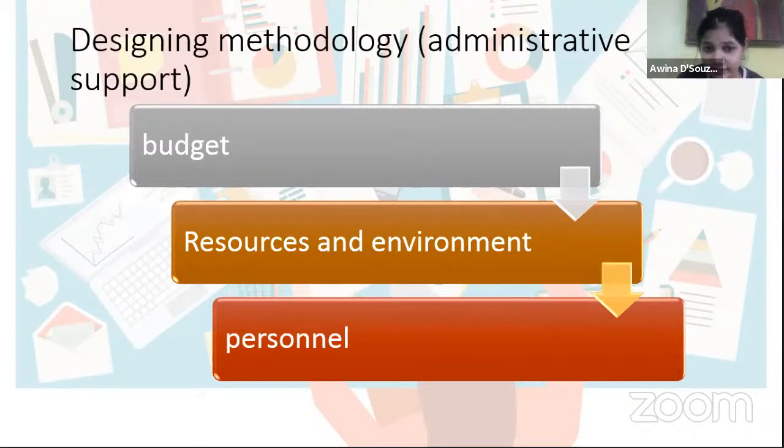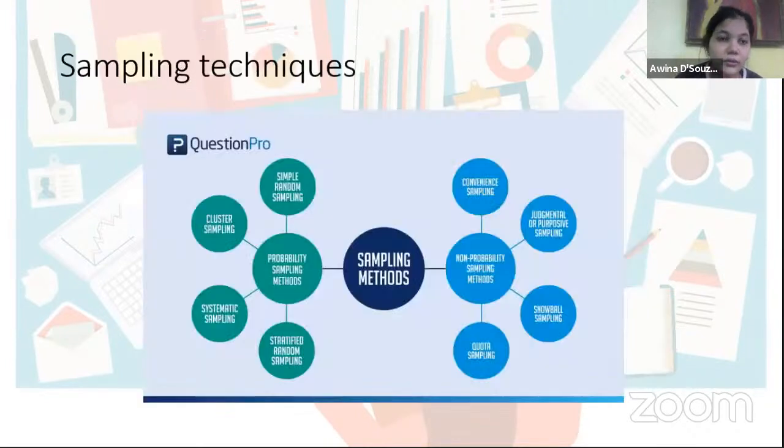The resource and the environment. So where are you doing it? Are you doing it in a college? Are you doing it in a hospital? Are you doing it by your own self? So this all comes under the umbrella term of resources and environment. And personnel. Now personnel describes you as a person taking on the research, whether you are a PhD scholar, an MPT student, or a final year BPT student. So accordingly, whatever materials you should be accessing. That's all about it.